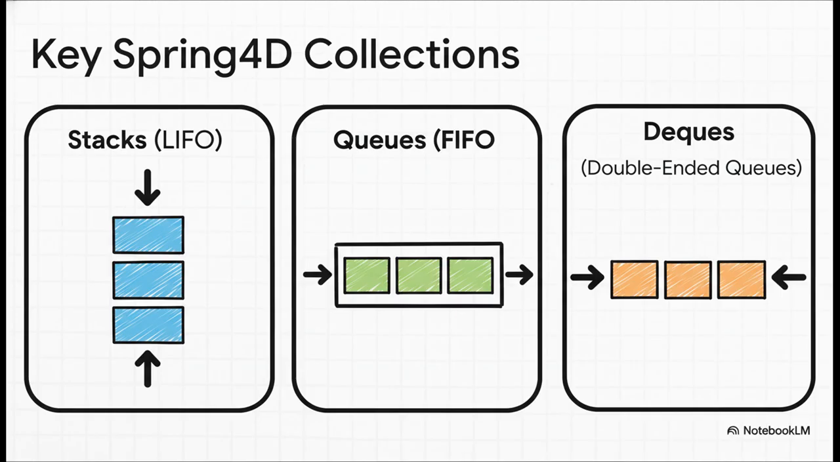So, inside the Spring4D toolkit, you'll find some familiar friends, right? Things like stacks, queues, and deques. You've probably heard of these. A stack is last in, first out, like a pile of plates. A queue is first in, first out, just like a line at the bank. But here's the kicker. The magic isn't just in what they do. It's all about how they're built under the hood. Their internal design is completely different, and that's where all the speed comes from.